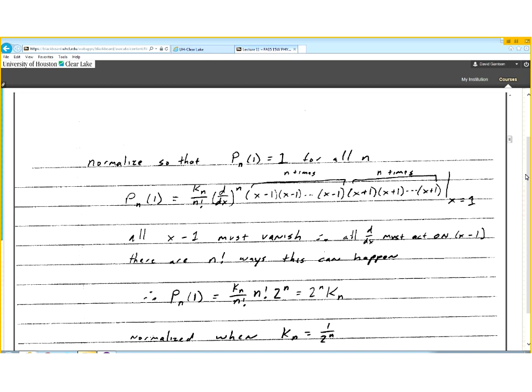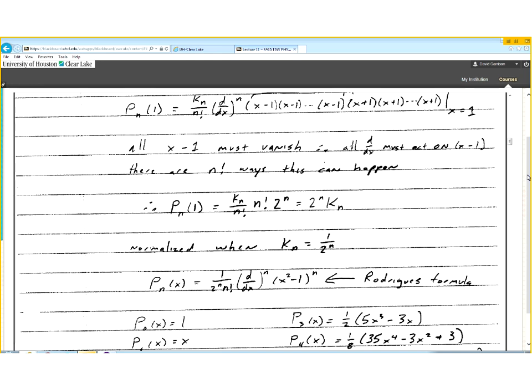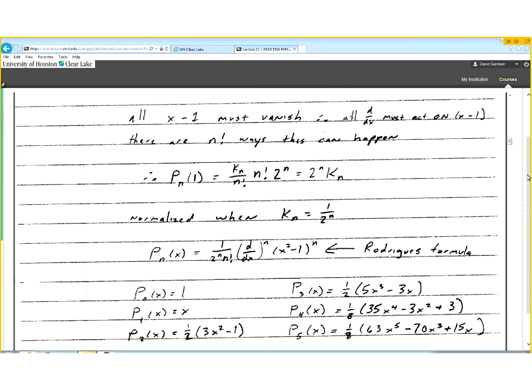So this is the normalization, and when you apply the normalization, this becomes your Legendre function, or Legendre polynomial, where you could see that this is given by Rodrigues' formula, where it's just an nth derivative.